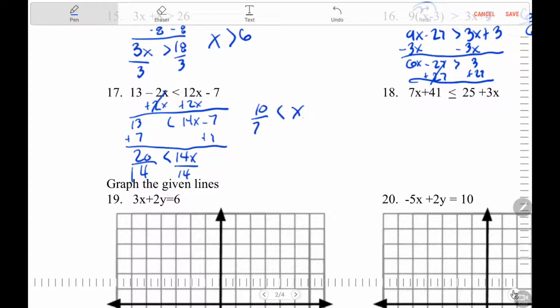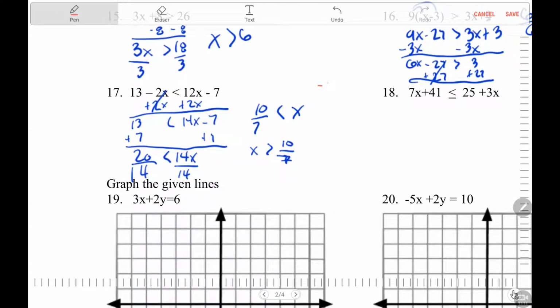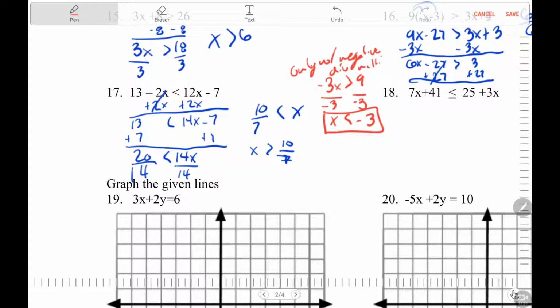Now, let's rewrite this entire thing the other way. This is different than just divided by negative. Let's say x is greater than 10 over 7. And that's fine. Now remember, the only rule you need to remember is, let's say you had this, negative 3x greater than 9. If I divide by a negative, it changes the sign. And that's really it. That's the only thing, only one time. You have to remember that, only with negatives, in division or multiplication. That's it.